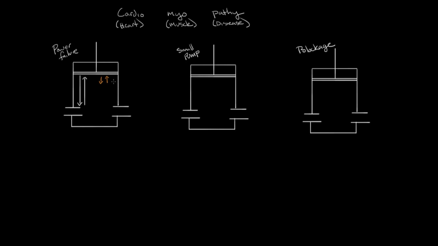So if your pump's only going a little bit up and down, if you have a power failure, you're going to have a decreased output of the pump. And another problem you could have with your pump is that the chamber of this pump is too small. Now this pump has a smaller chamber in the side. So even if this pump is able to pump that full distance up and down, it's still not bringing as much volume, as much blood into the chamber and pumping it out.